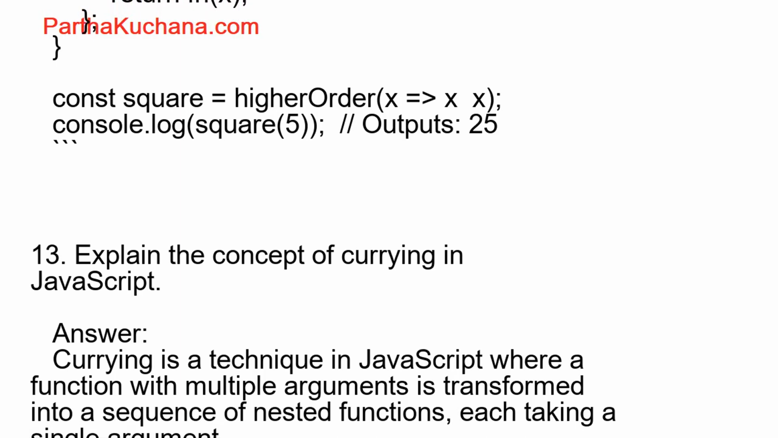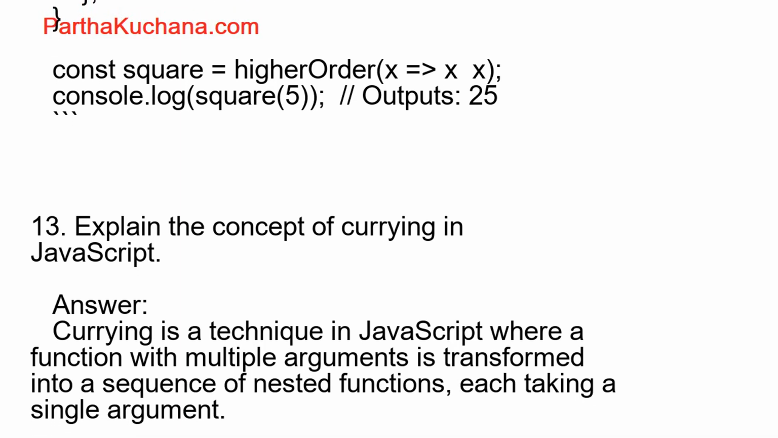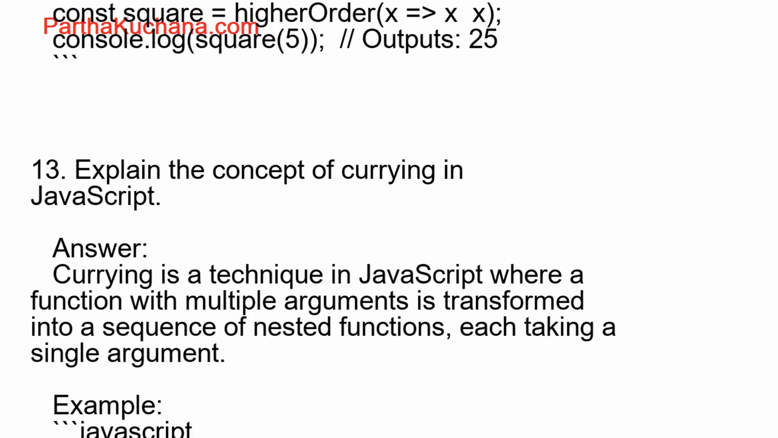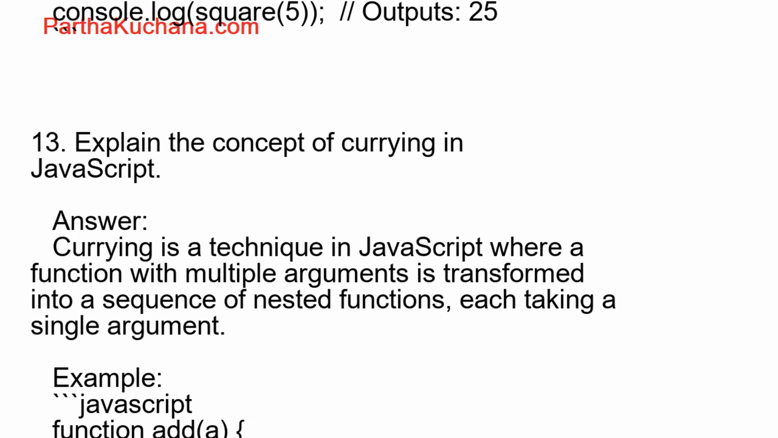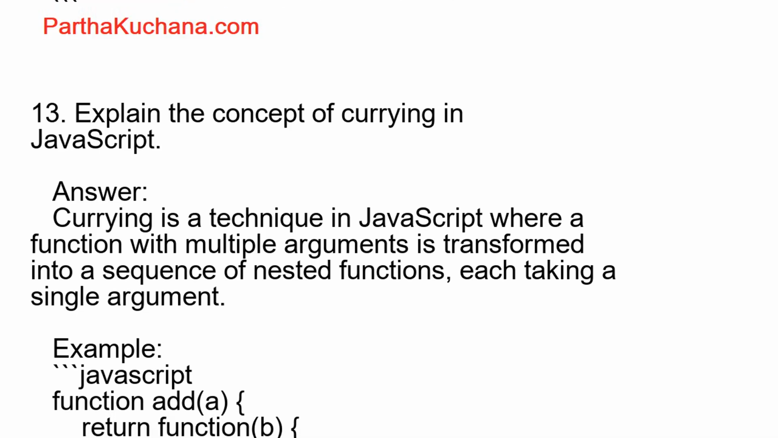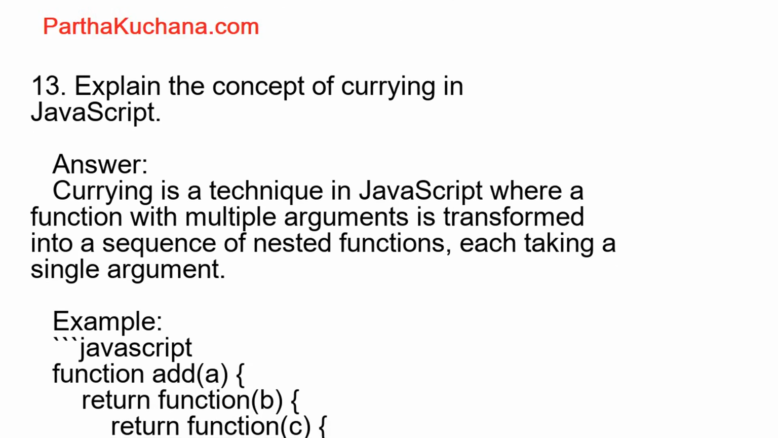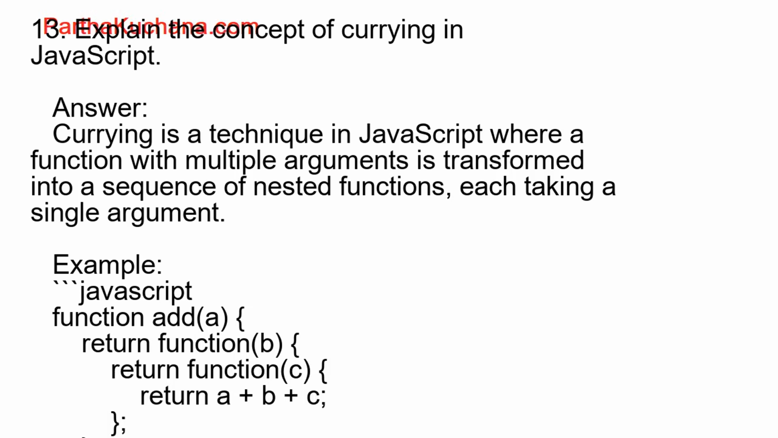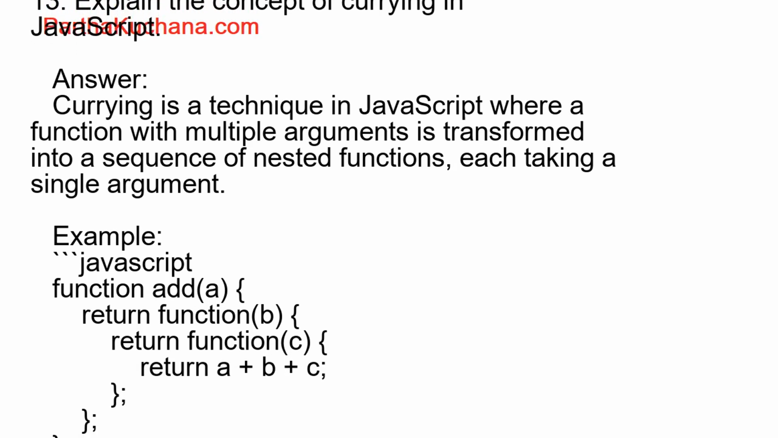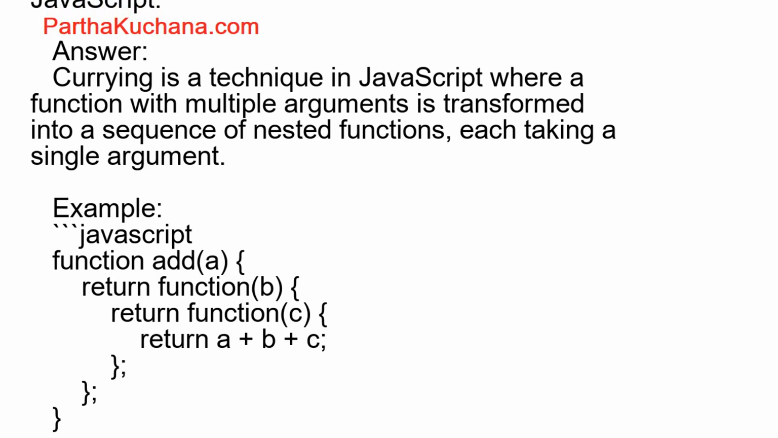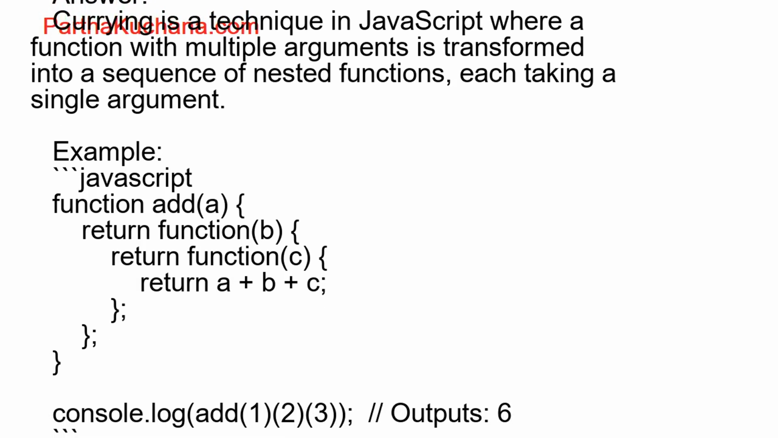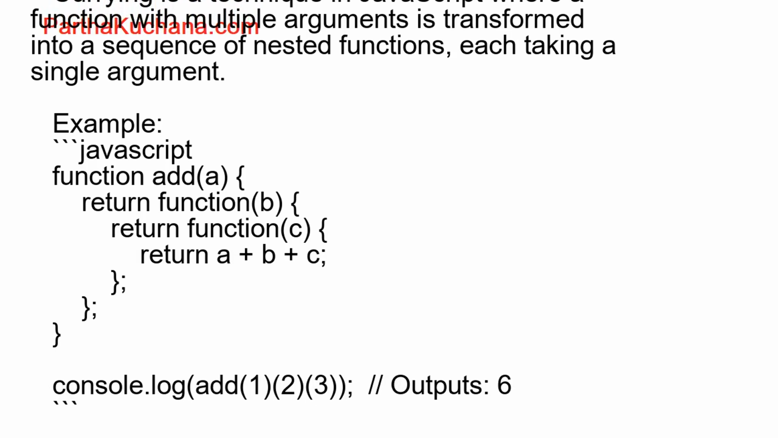Example, JavaScript. const handler = { get: function(target, prop) { return prop in target ? target[prop] : 'Property does not exist'; } }; const proxy = new Proxy({a: 1}, handler); console.log(proxy.a); // outputs 1. console.log(proxy.b); // outputs Property does not exist.